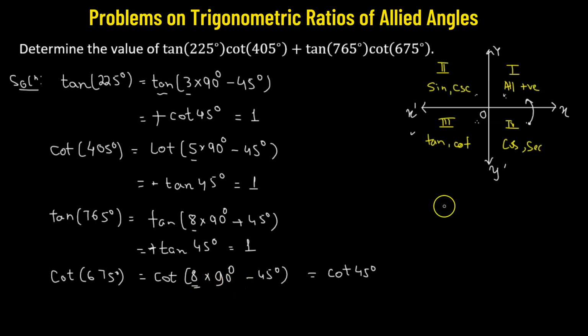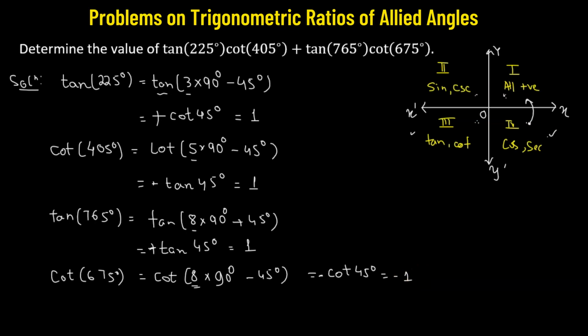So 8 times 90 degrees means we are in the 4th quadrant, and we are subtracting 45 degrees from it. But since 45 degrees is less than 90 degrees, we're going to remain in the 4th quadrant. Now in the 4th quadrant, only the cosine and secant are positive. Everything else is negative. So we're going to get negative cotangent of 45 degrees, and this corresponds to a value of negative 1.